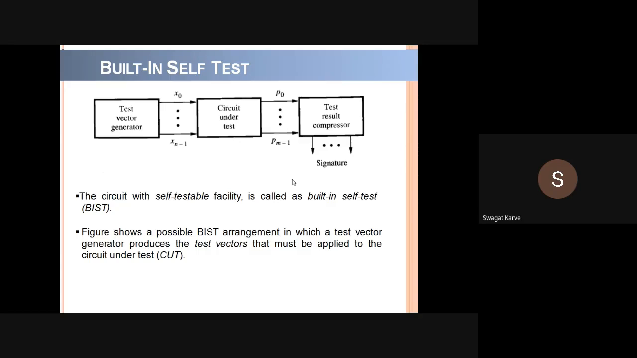No matter how complex your circuit is, before deploying it to the market, you have to test that circuit. Right? The circuit you have designed, okay, that is fine, but before deploying to the market, anyhow, you have to test that. Without testing, you cannot deploy to the market.